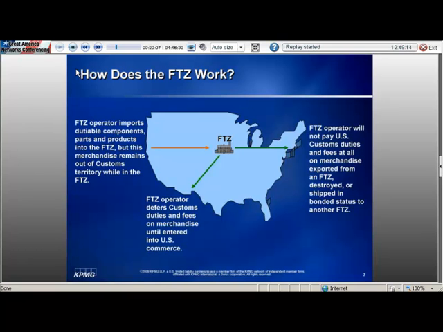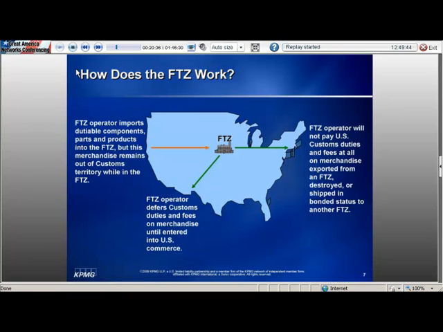And with this example, the foreign trade zone is in the midwestern part of the United States. And if it's a distribution center facility, the foreign trade zone operator could import dutiable components, parts, or products into the foreign trade zone without it being in the customs territory of the United States. And then we can export any of those same products or parts from the foreign trade zone without paying any customs duties or fees at all.